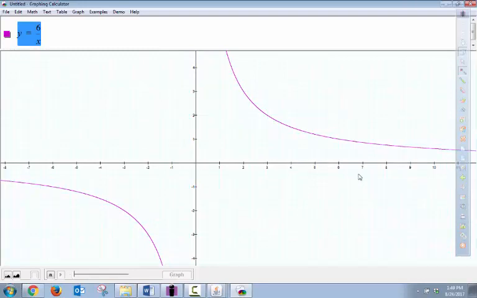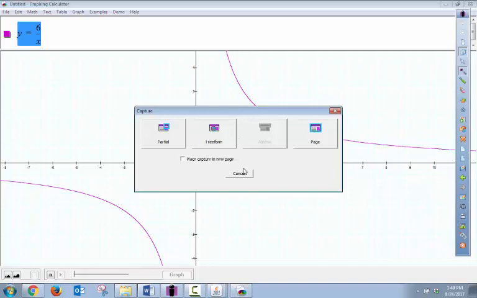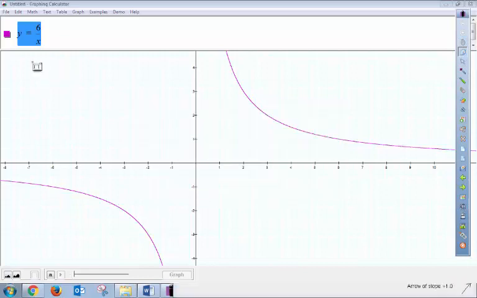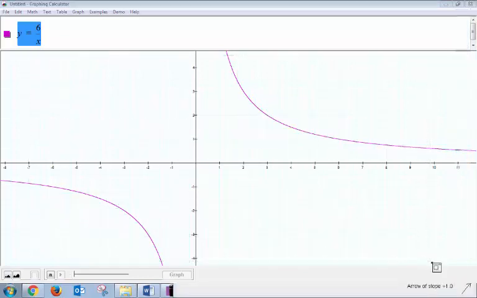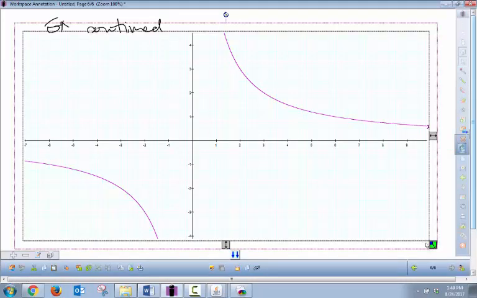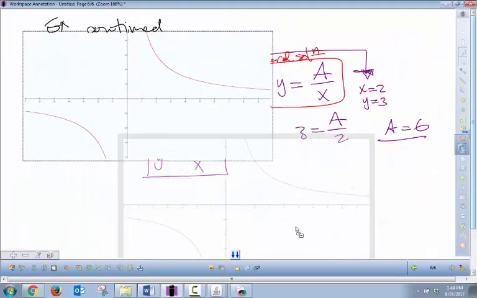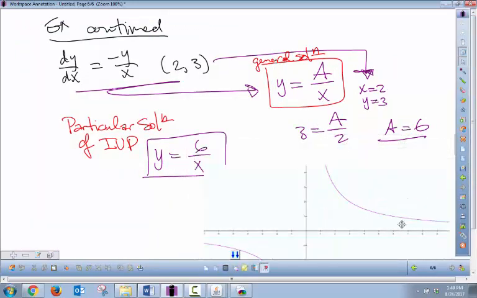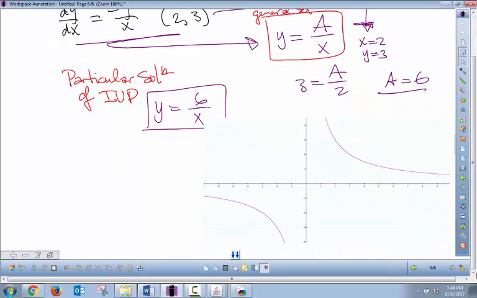Now, is this correct? Is this my solution for reals? Why would I ask you that? So, is this my solution? There's something wrong here. What's wrong? What? It's not continuous.